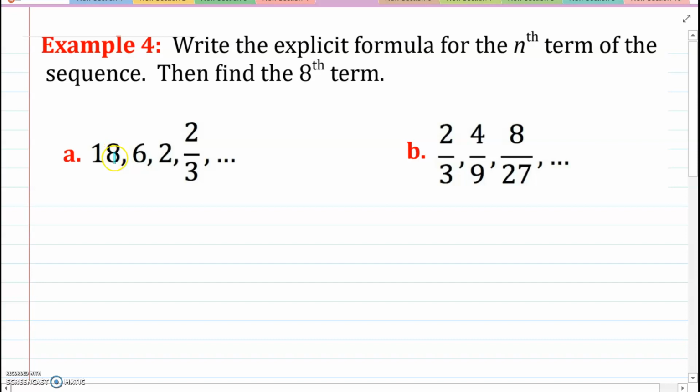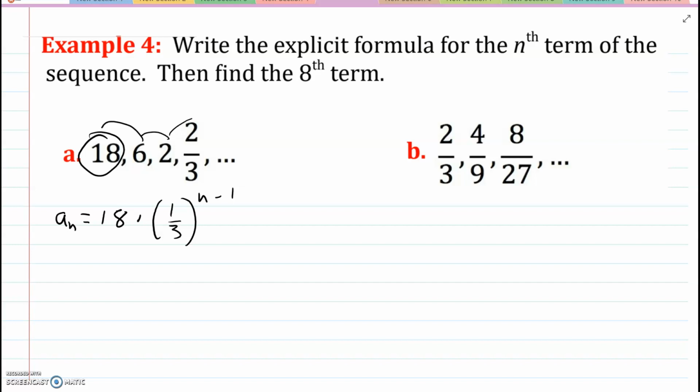Well, what have I got going on here? Again, being able to come up with these fairly quickly. A sub n: the first term is 18, times, what do I get when I take 6 divided by 18? Or 2 divided by 6, 2/3. I'm hoping this is not difficult for people, and you're able to quickly say that's n minus 1. Again, identify, one, what is the first term, and second, what is that common ratio. So now, trying to find the 8th term is pretty easy.